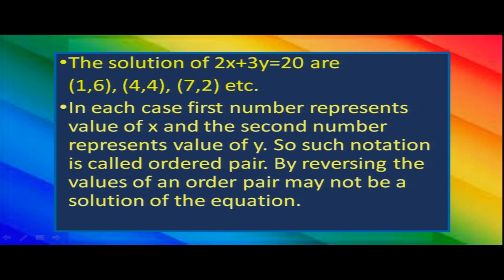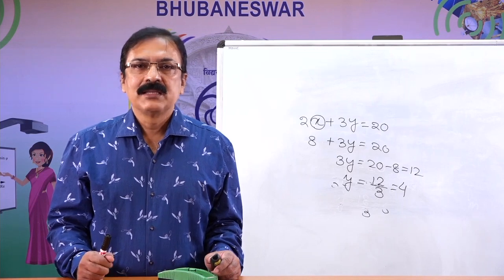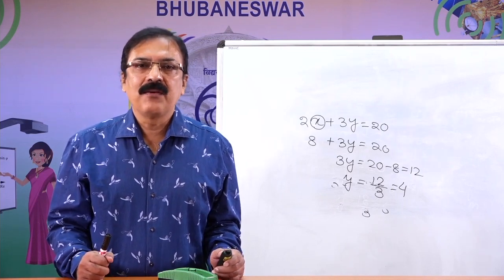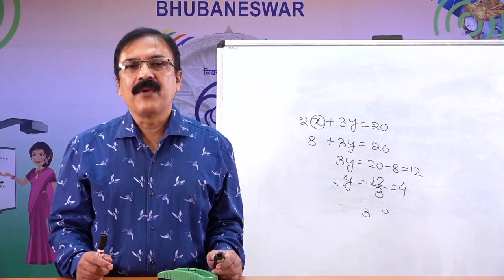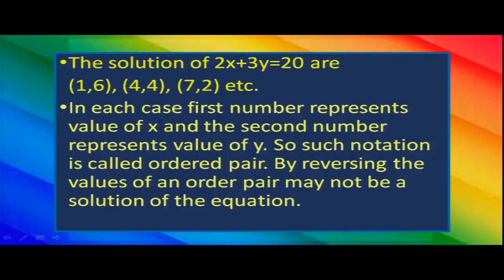In each case, the first number represents the value of x, and the second number represents the value of y. So such notation is called an ordered pair. Why ordered pair? Because the first always represents x and the second number always represents the value of y. If we reverse the values or change the order, then the pair may not be a solution of the equation, as we saw in the previous equation.